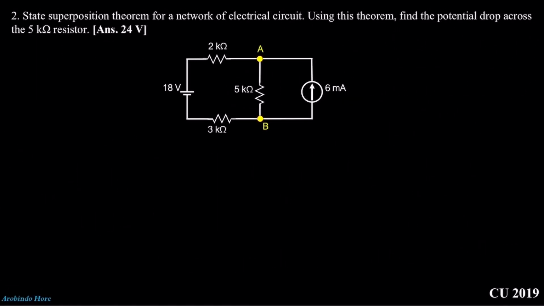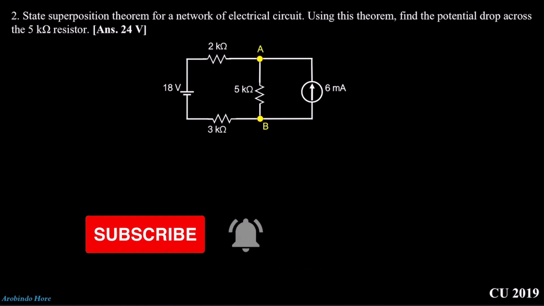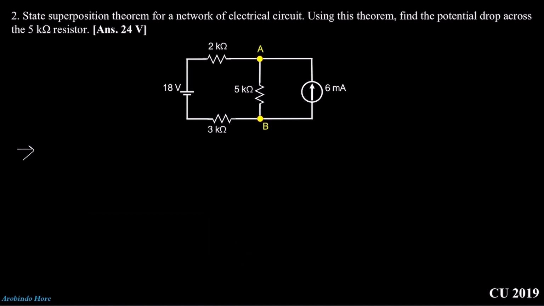Here we have to solve a problem. It's coming in the CU 2019. Okay, this is a CU previous year question. Here they told us to state the superposition theorem for a network of an electrical circuit. Right? I already explained this one. Using this theorem, find the potential drop across the 5 kilo ohm resistance. That means we need to find out the potential drop across this one, right?